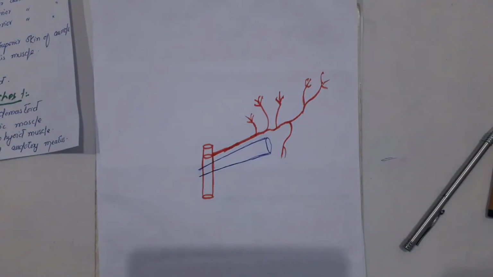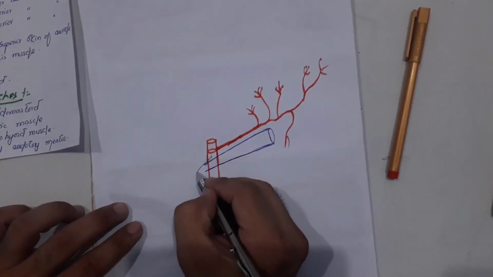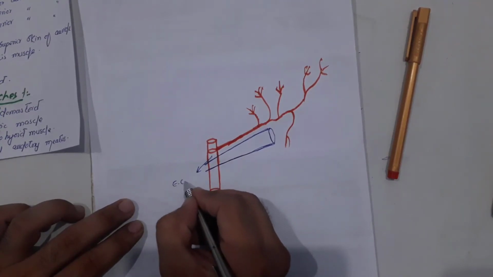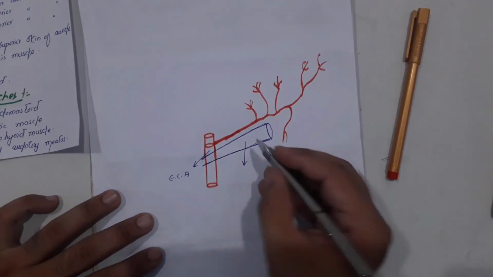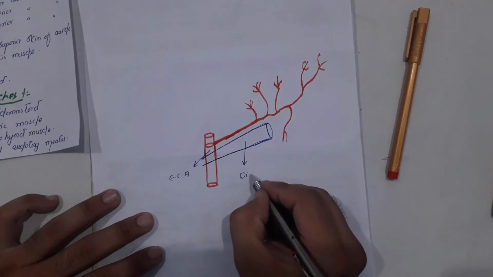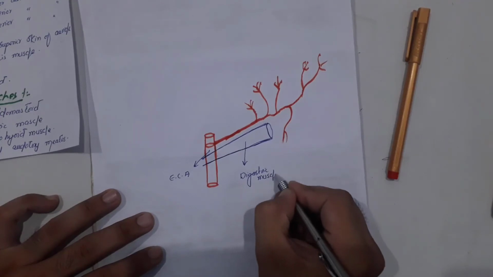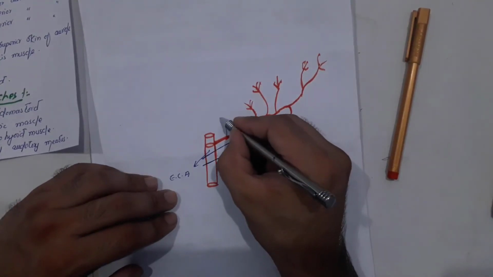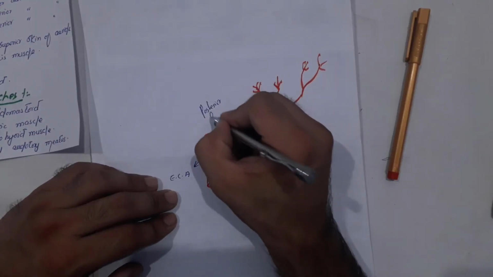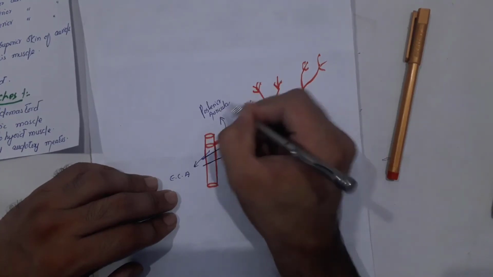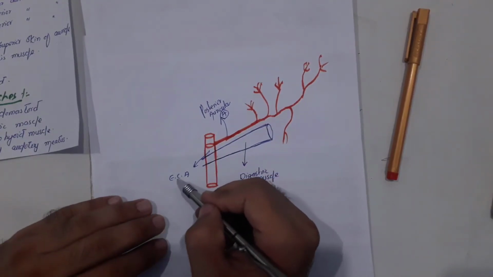Okay, so this is a very simple diagram to represent the posterior auricular artery. This is our external carotid artery, and this is a part of the digastric muscle. It is the posterior belly actually. So let me write it as digastric muscle, right? The posterior belly of digastric muscle, and this artery is our posterior auricular artery, right? You can see it is branching off from external carotid artery.